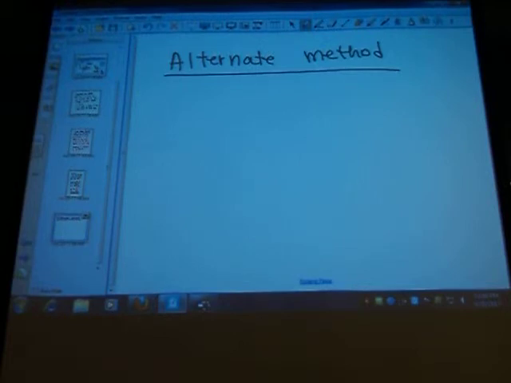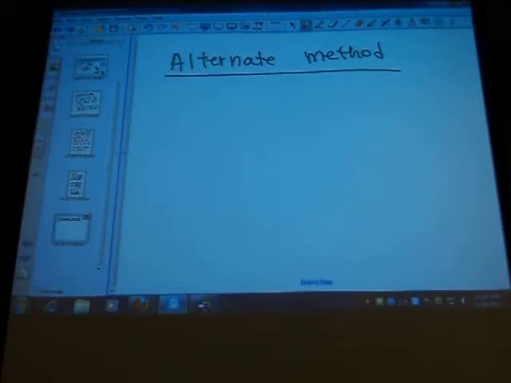The alternate method is you do not use that point slope formula at all. So y minus y1 equals m times x minus x1, you do not use that at all. You only use y equals mx plus b.